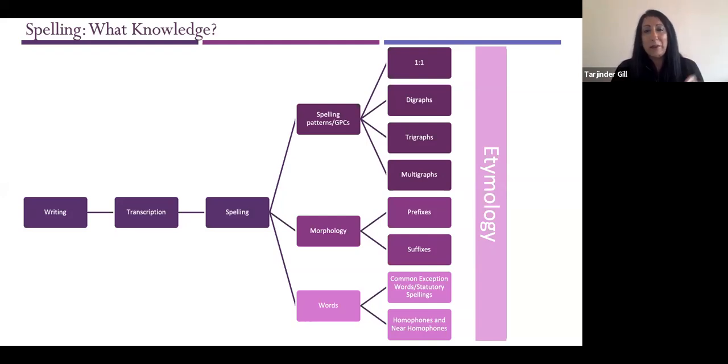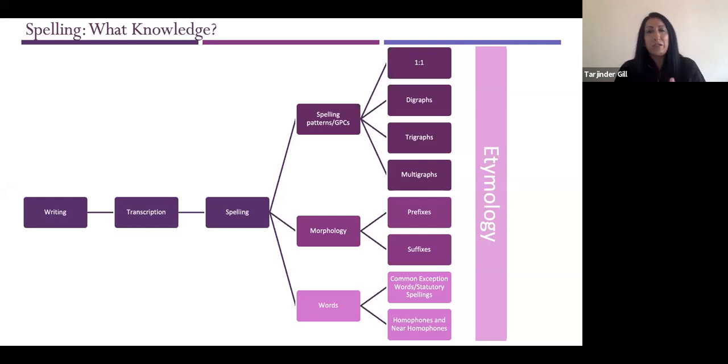But essentially, spelling is broken into three aspects. What we could refer to as spelling patterns, but I will argue are just grapheme phoneme correspondences. And then you've got the morphological element of it, which is the prefixes and suffixes. And then we also have a component which is to teach a certain set of words, which are in Key Stage 1 common exception words, and in Key Stage 2 statutory spellings. We also have homophones and near homophones that we teach, because these are common spellings that children get incorrect. So we're talking about there, their and they're, and which and witch.